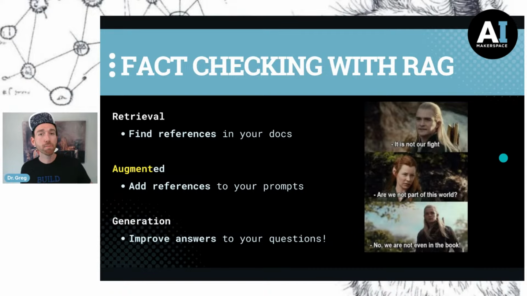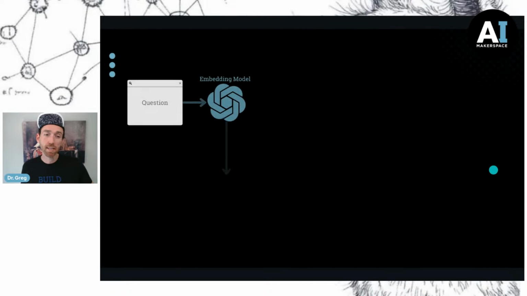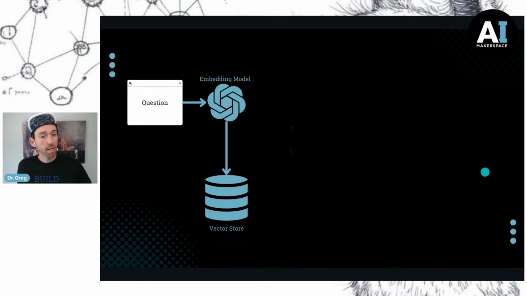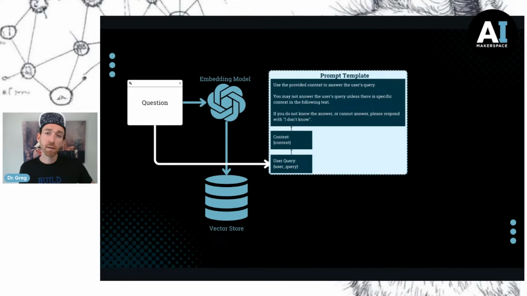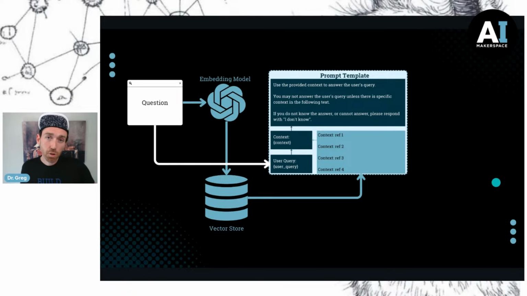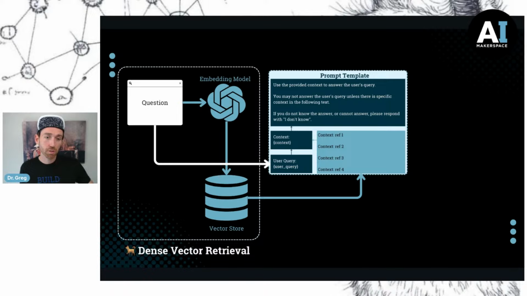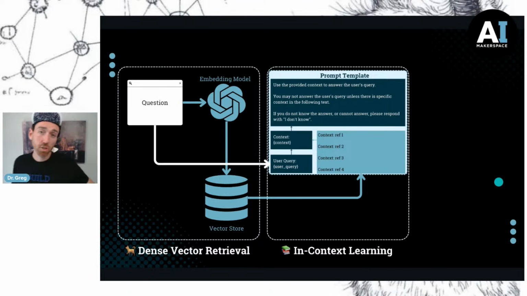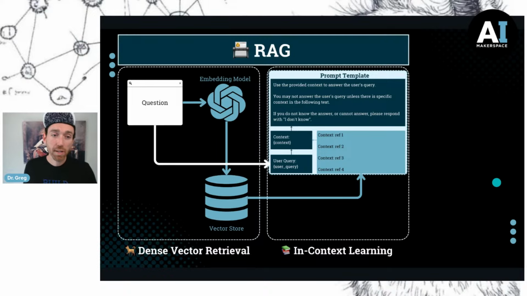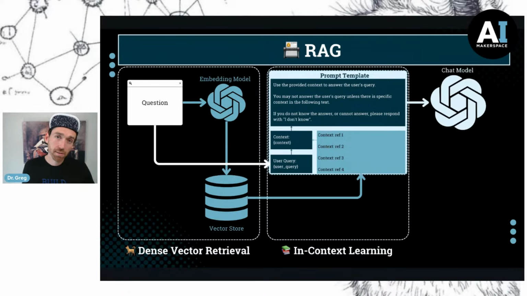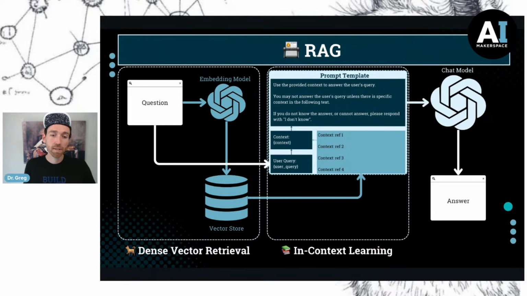Okay, so we're going to do something a little bit cool today. We're going to take RAG to the next level. Classic RAG, you ask a question. We find similar stuff in our data. We set up a prompt template. We return the similar stuff we find to the context window. So this dense vector retrieval is coupled with in-context learning to give us retrieval and prompt augmentation. We are almost done with RAG. We still need to do generation with our chat model and get our better answer.